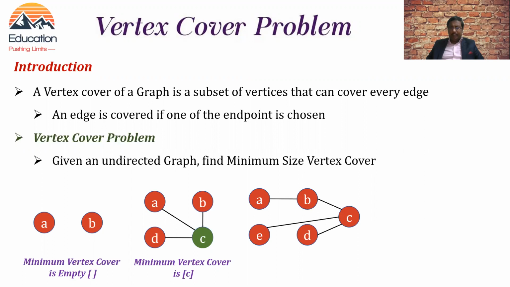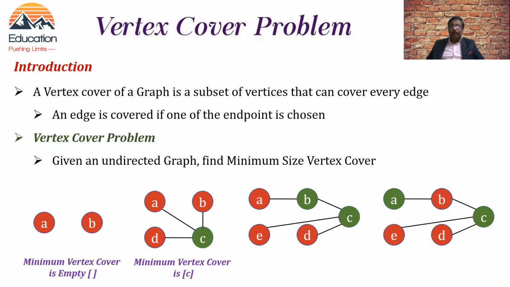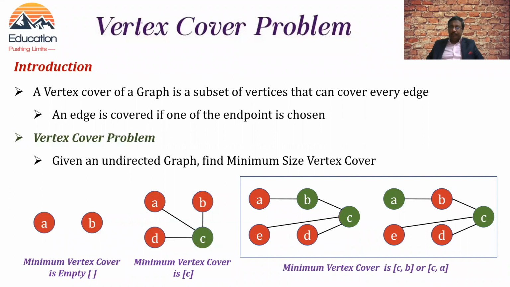Then we have an example here where there are two possibilities of a vertex cover. C, B is a possibility. C, A is also a possibility. That is, through C, B or C, A, you can access the remaining vertices. There are edges to the remaining vertices from B, C or A, C. So the minimum vertex cover is CB or CA.